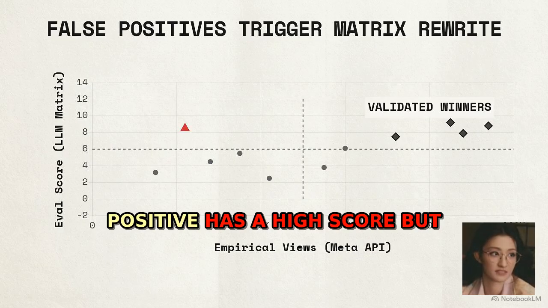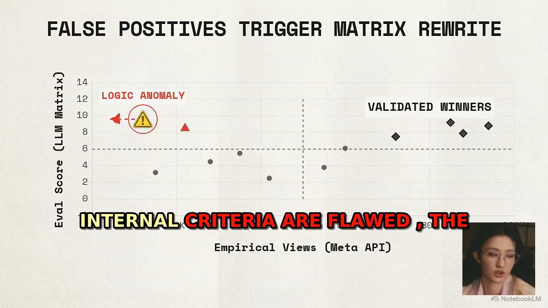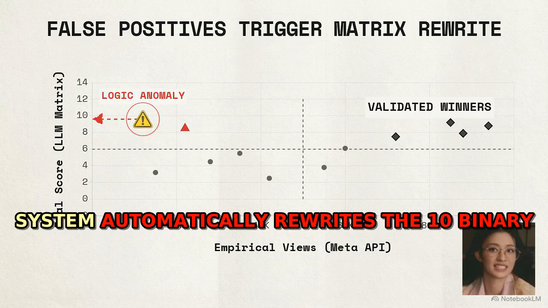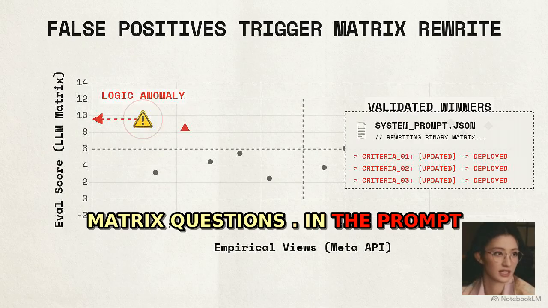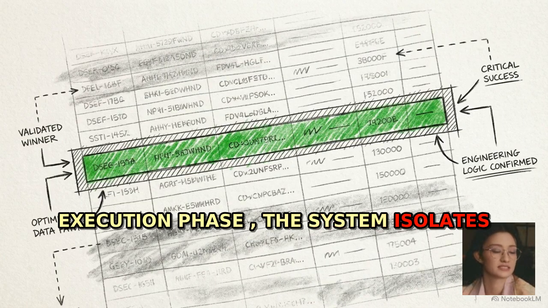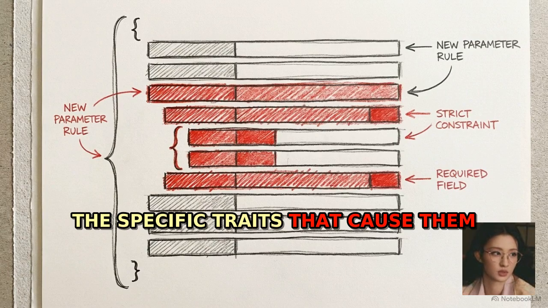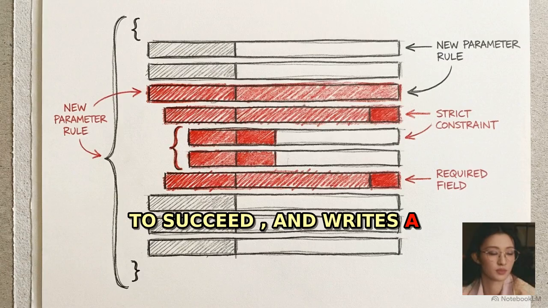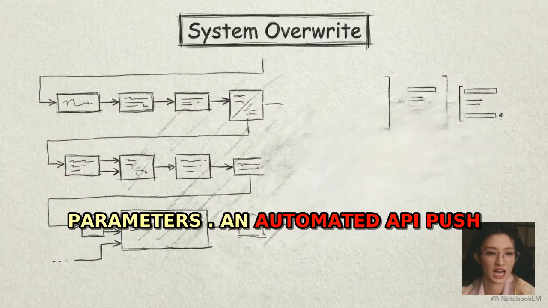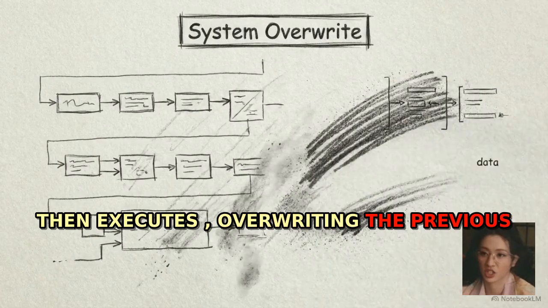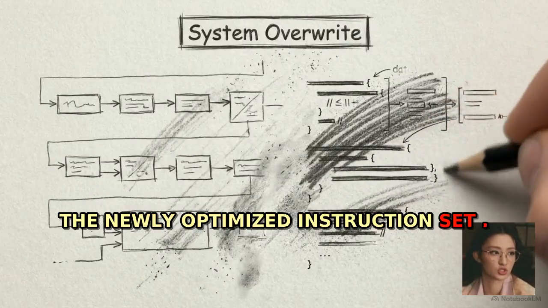A false positive has a high score but low empirical views. Recognizing its internal criteria are flawed, the system automatically rewrites the 10 binary matrix questions. In the prompt execution phase, the system isolates the validated winners. It analyzes the specific traits that cause them to succeed and writes a new JSON prompt incorporating those exact parameters. An automated API push then executes, overwriting the previous day's prompt file with the newly optimized instruction set.